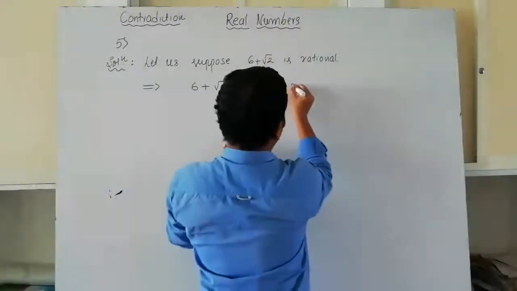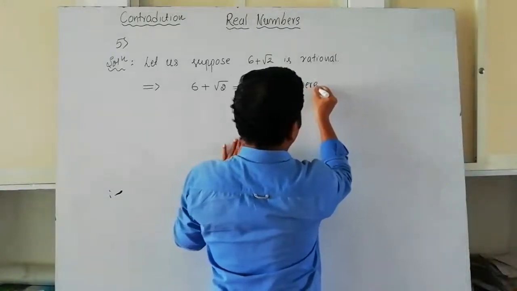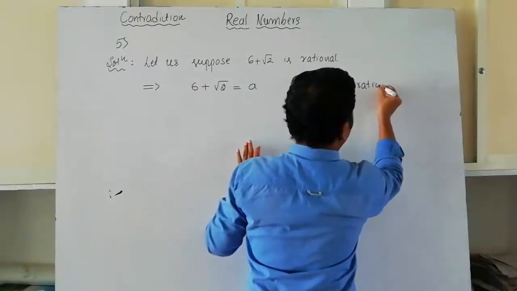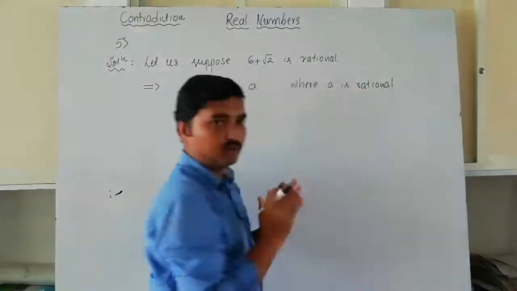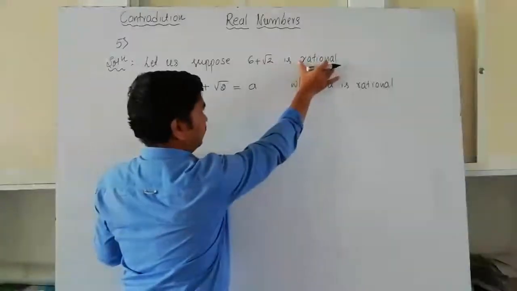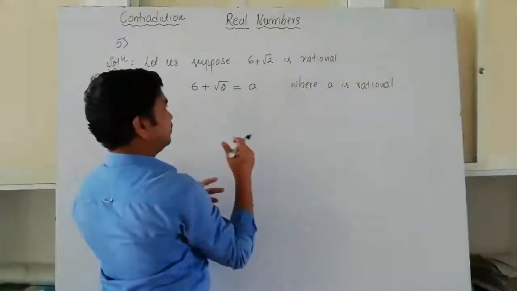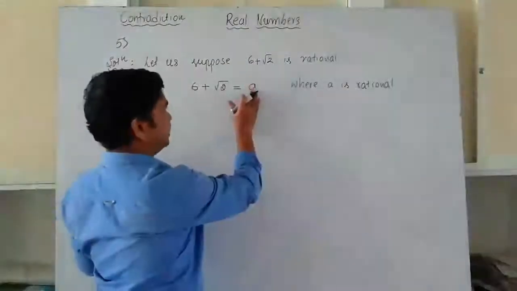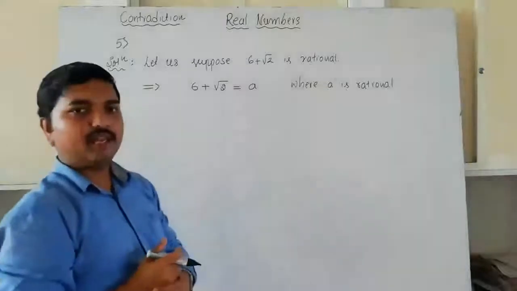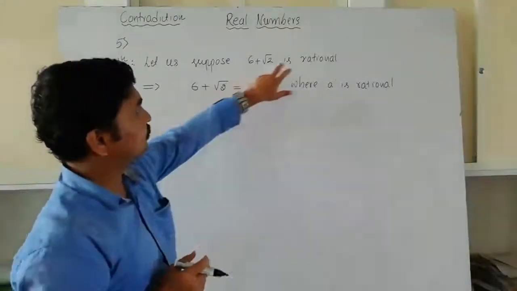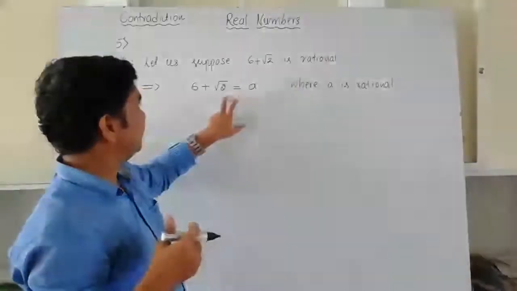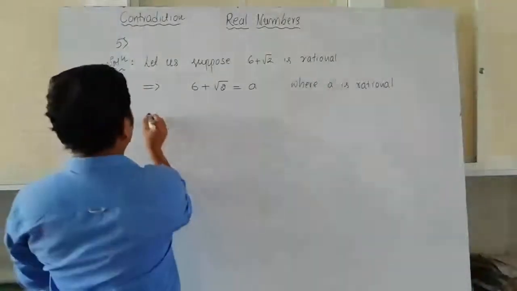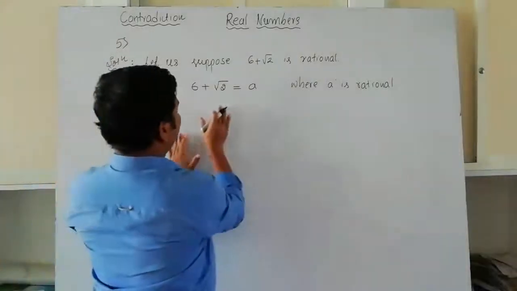So you need to specify one thing, where A is rational, because 6 plus root 2 is rational. It is my assumption. After simplification, I don't know what it becomes, but I am going to denote it by the letter A. So finally it will become a rational number. Because 6 plus root 2 is rational by assumption, it is equal to A, meaning A is definitely a rational number. Next, I am going to keep root 2 here.